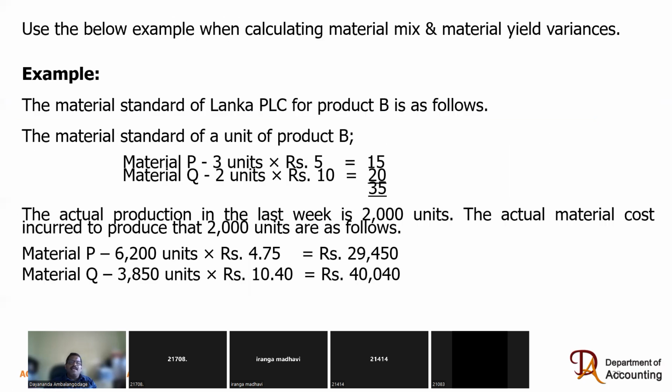Now, if I am explaining here, it's a new question because earlier question we had one material. You see material here 3 to 2. That is the standard mix. But actual mix is, you see, different. Actual mix is here 6,200 and 3,850. Actual production in the last week, 2000, actual material costs incurred to production, produced units are as follows.